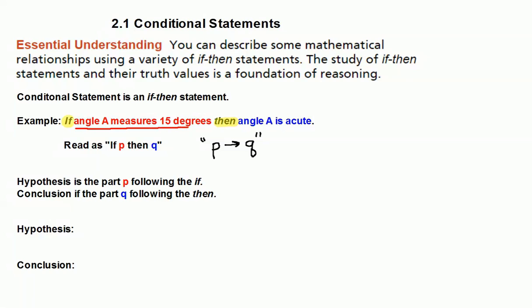Okay, now, when you have a statement, what it says here in red, angle A measures 15 degrees, we know that is P. Well, that is known as the hypothesis. So this is known as the hypothesis, and this is what it says here. The hypothesis is the part P following the if statement. So this right here, guys, is known as the hypothesis. Okay? What I just underlined and what's in red. So if they ask us for the hypothesis, that would be angle A measures 15 degrees.